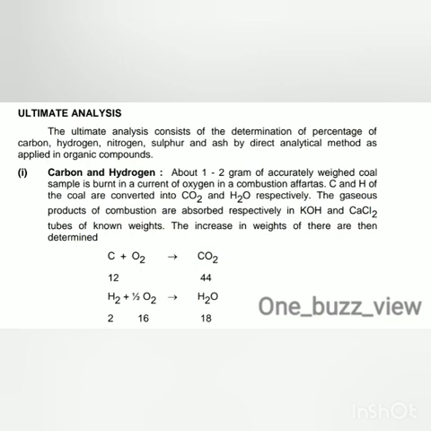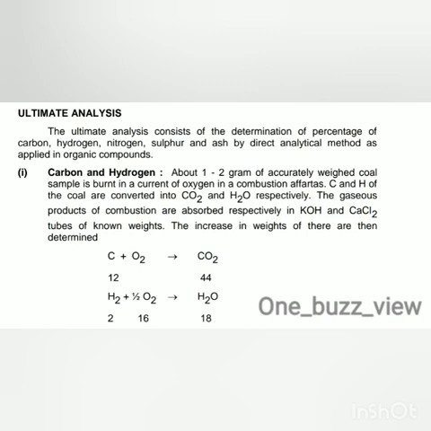The analysis of the coal is basically of two types: proximate analysis and ultimate analysis. Today we will talk about ultimate analysis of the coal. Ultimate analysis consists of the determination of the percentage of carbon, hydrogen, nitrogen, sulfur, and ash by direct analytical method as applied in the organic compounds.